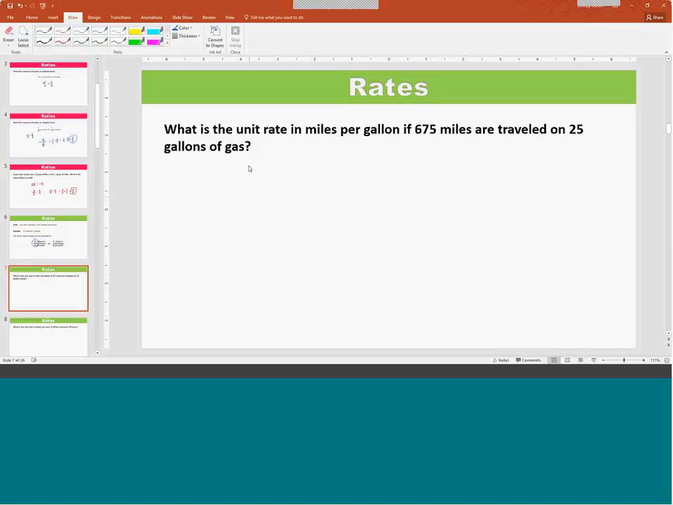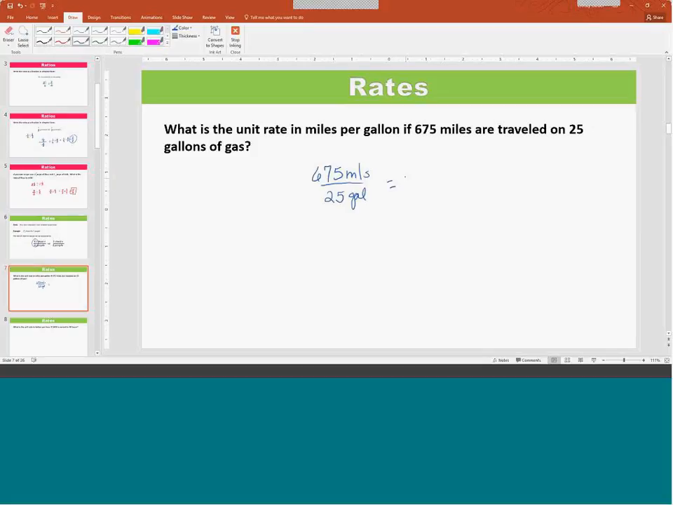Now let's see what this looks like in a problem. What's the unit rate? That means for every 1 mile, how many miles for every 1 gallon? What is the unit rate in miles per gallon if 675 miles are traveled on 25 gallons of gas? In fraction form, we can see that 675 miles were done on 25 gallons of gas. So we're going to take this rate of 675 over 25 and simplify that.